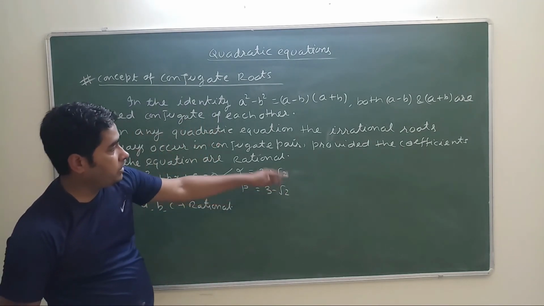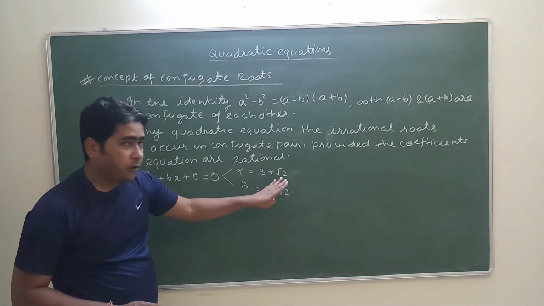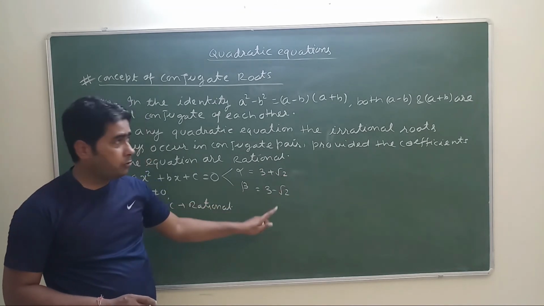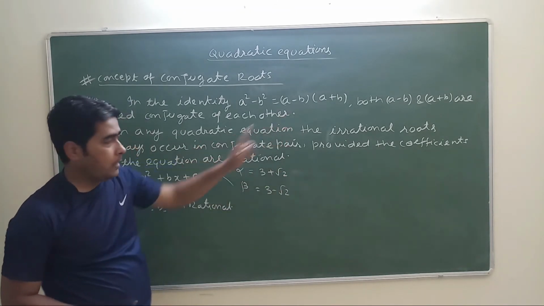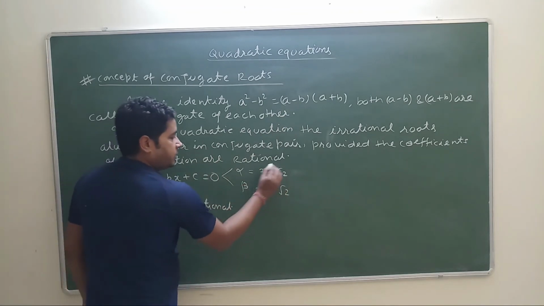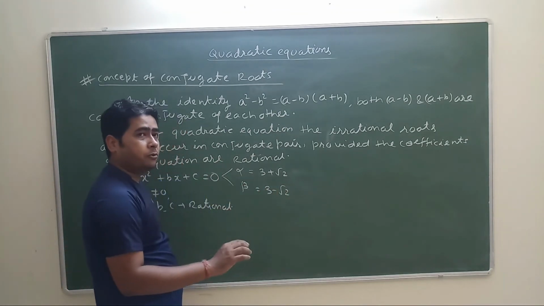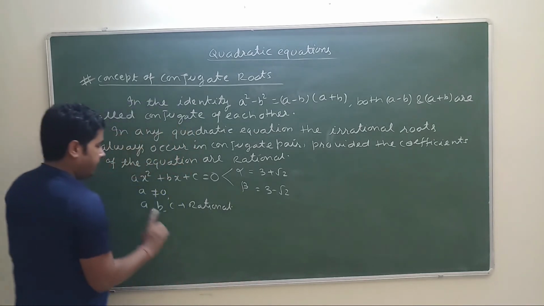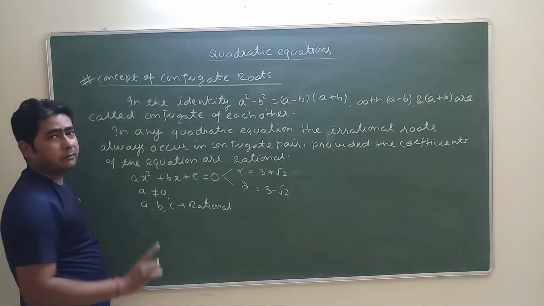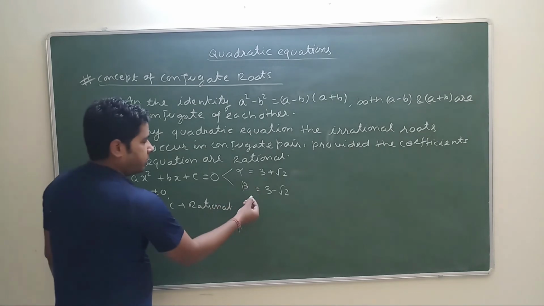If 3 plus root 2 is one root, it is in a plus b form. You just have to write the a minus b form so that you can complete this identity. So if alpha is 3 plus root 2, which is irrational, beta will be 3 minus root 2. It is confirmed because a, b, c are rational. It is given in the question, right? So you can use this concept directly.